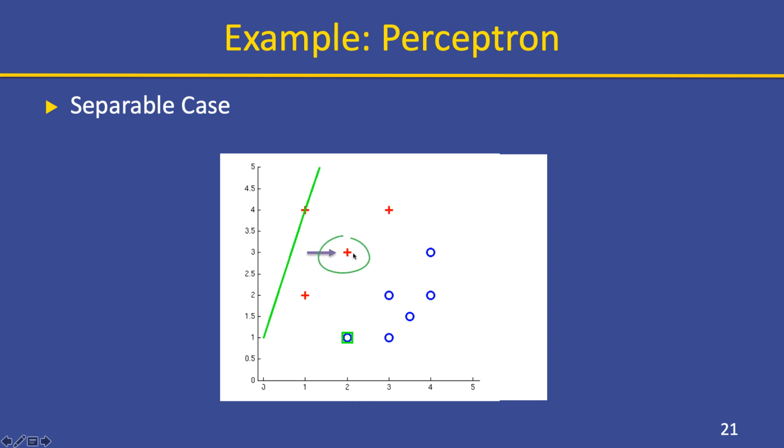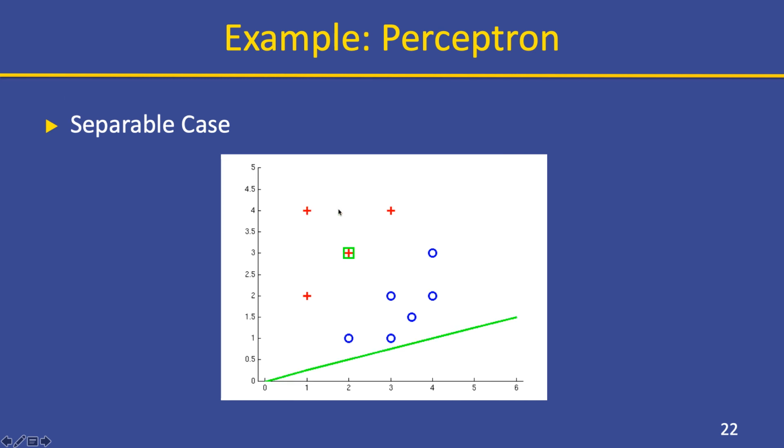So let's say I consider this positive example now. Now, if I were to classify with this boundary, this positive example is going to be classified as negative, and it's positive. So I made a mistake here. I need to adjust for my mistake. I need to update the weights, and I push the boundary down so that this example is classified as positive. And we keep on doing that.